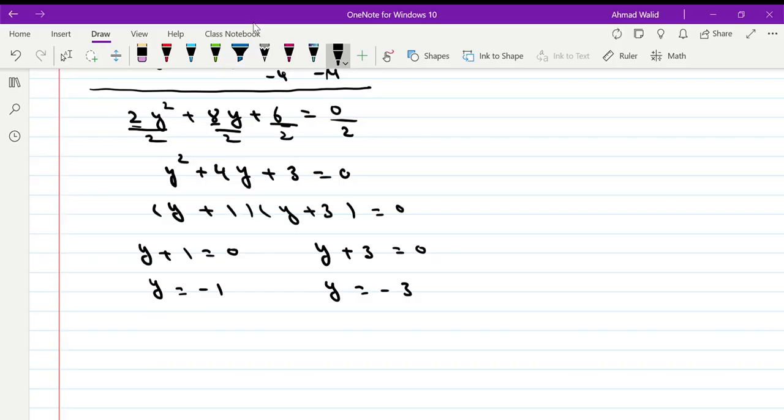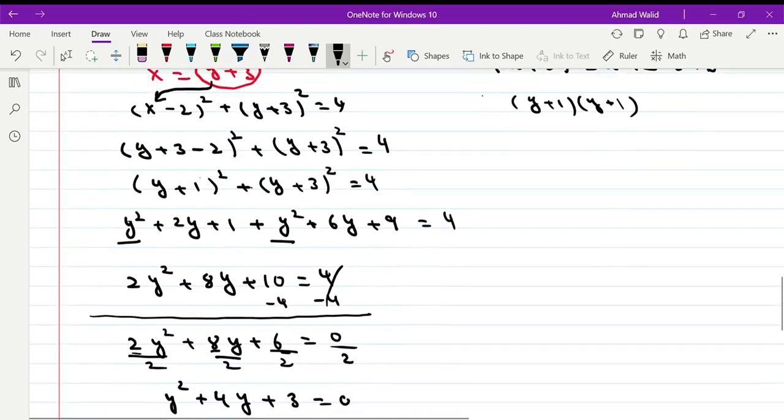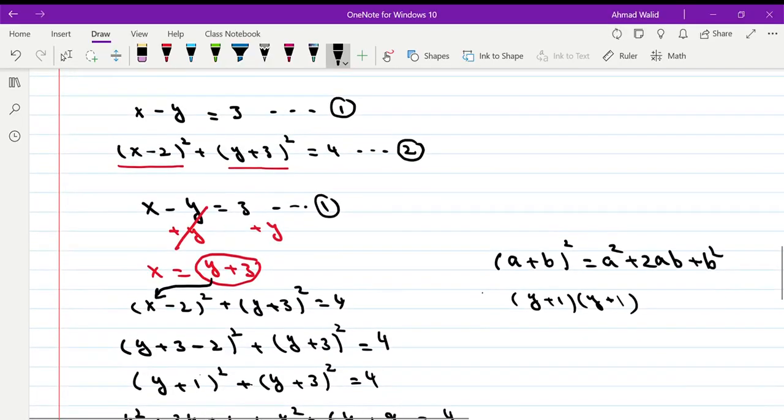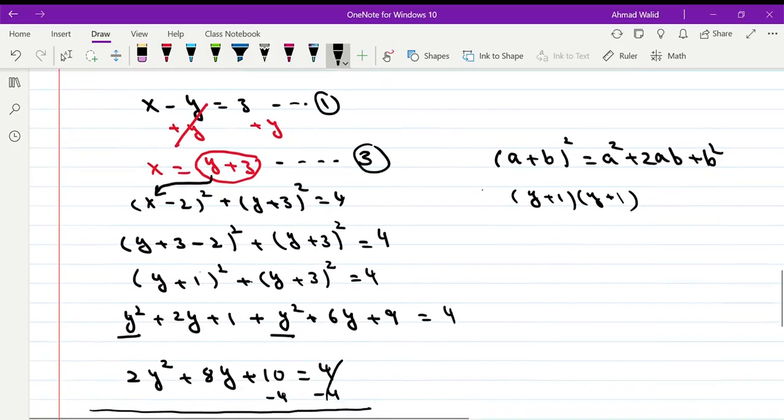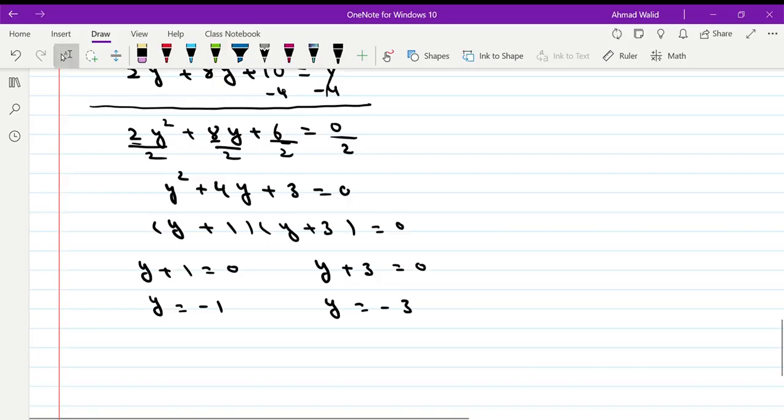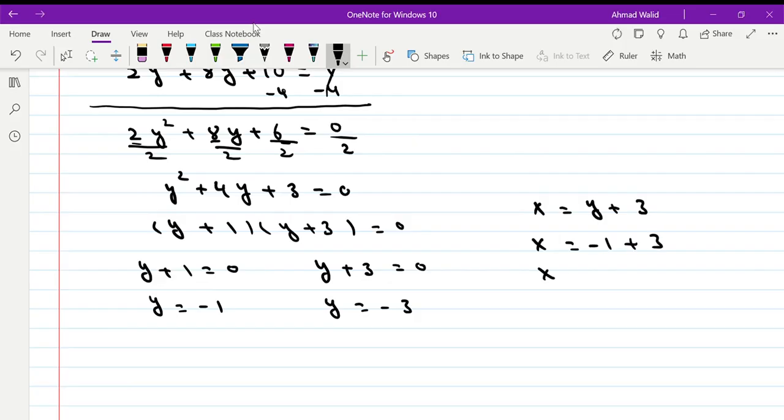Now, which equation should you use to find the value of x? You can use number 1. You want to go the really difficult way? Use number 2. You want to go the really easy way? Use this red equation, which if I name it number 3, use that one: x equals y plus 3. Plug in y equals negative 1. X equals negative 1 plus 3, it means x equals 2.